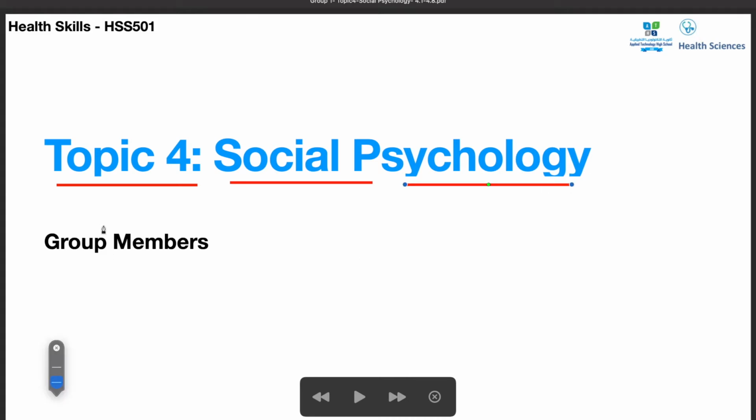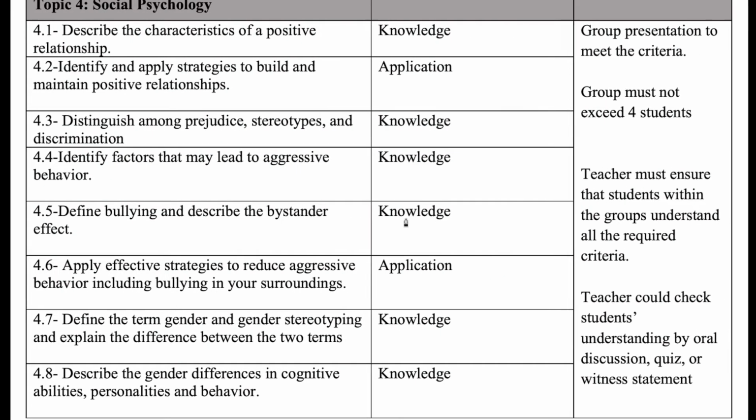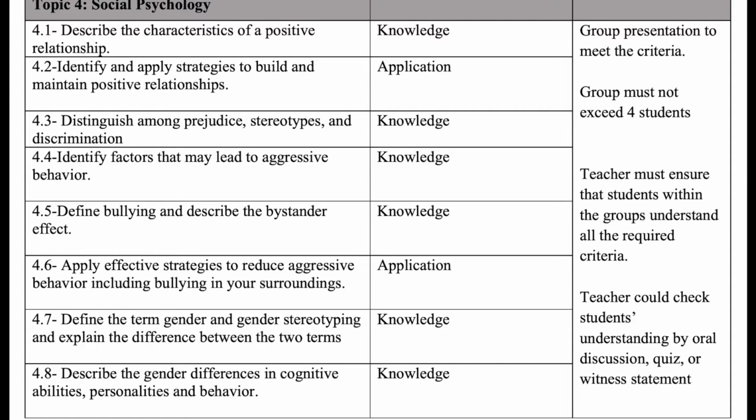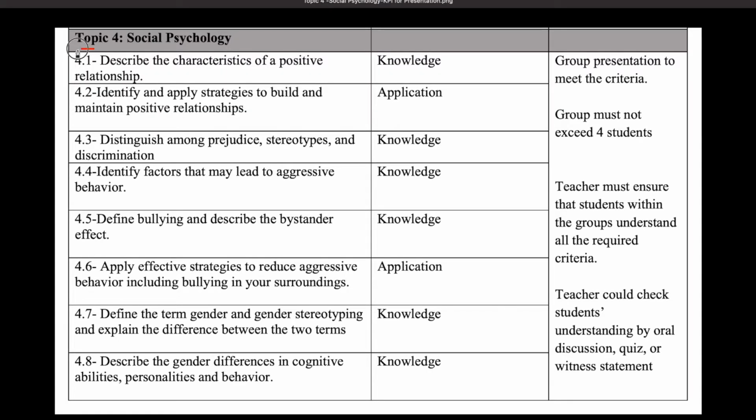First of all, it is a group task, so you should have your group members. You can choose any group member from the missing students. You already know who the missing students are. Then you have to be careful that the task has to be prepared only on these 8 points: 4.1, 4.2, 4.3, and so on until 4.8. These are the 8 topics that you have to put into the presentation. I will guide you how you can complete it faster. Make sure that the group should not exceed 4 students.